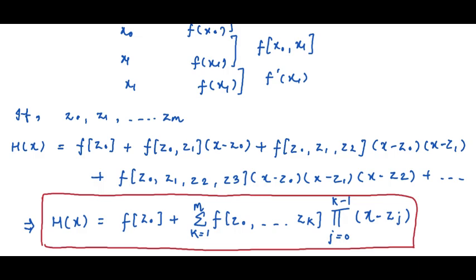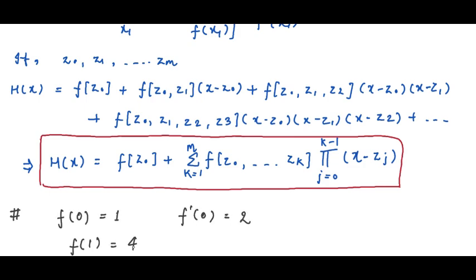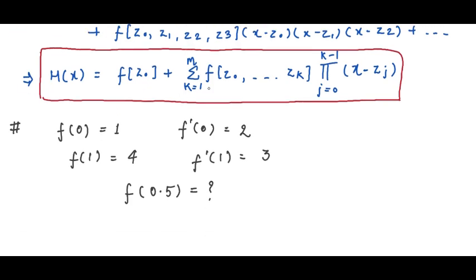Now we have a question here where we need to construct the Hermite interpolation polynomial using the data f0 as 1, f1 as 4, f dash 0 as 2 and f dash 1 as 3. Now estimate the value of the function at 0.5. Since both the function values and first derivatives are known at each point, we just repeat each node twice.